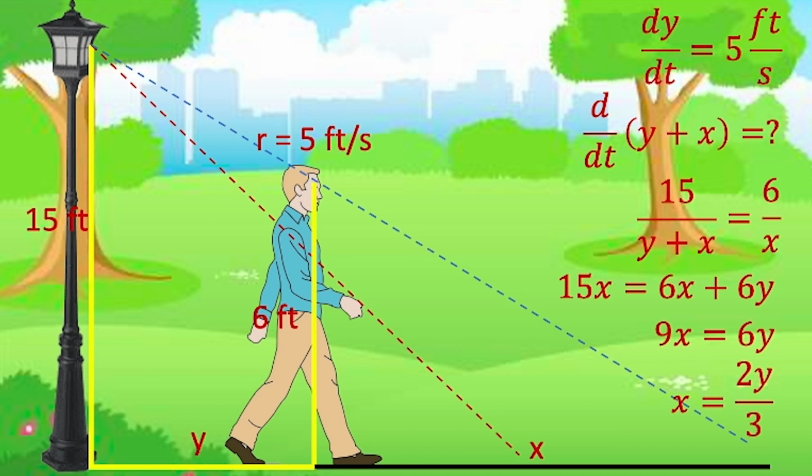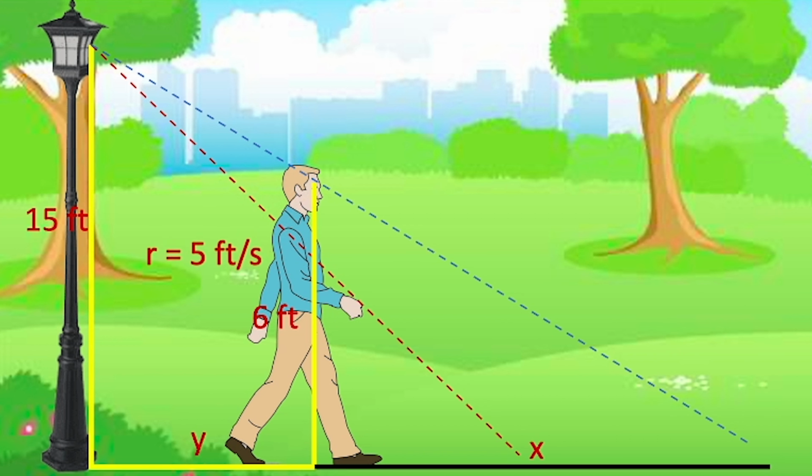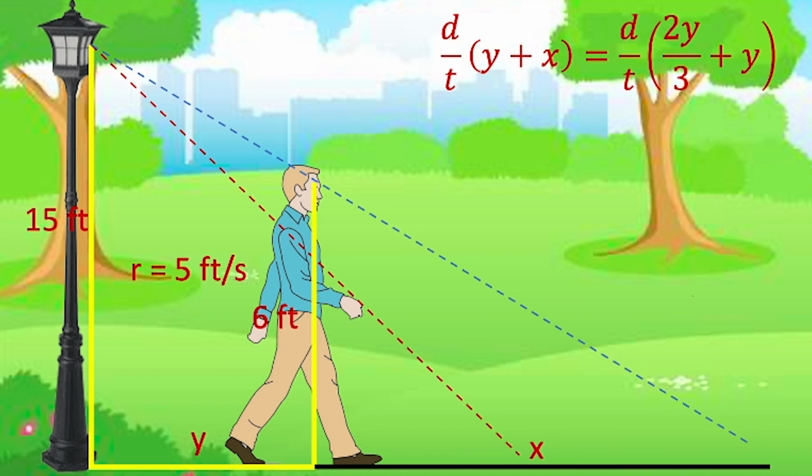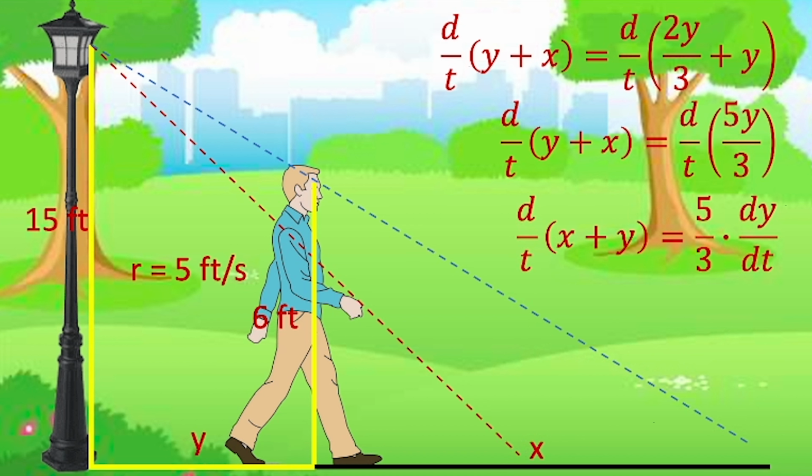Once we have the value of x in terms of y, we can substitute that into the derivative of y plus x over dt, which is equivalent to the derivative of 2y over 3 plus y with respect to time. Simplifying the terms in the parentheses will give us 5y over 3, and differentiating it with respect to time will give us 5 over 3 dy/dt.